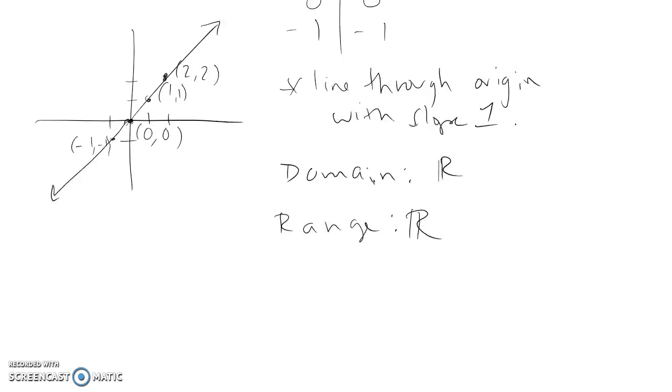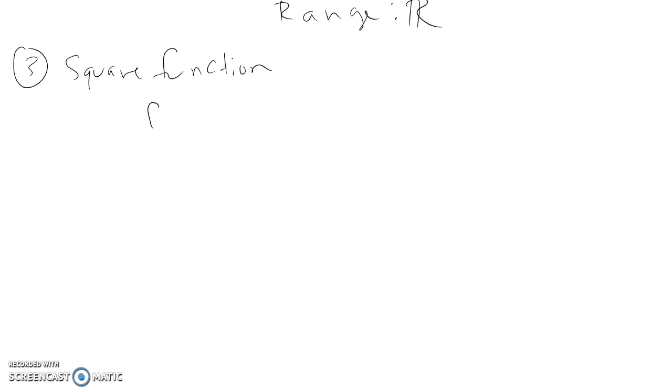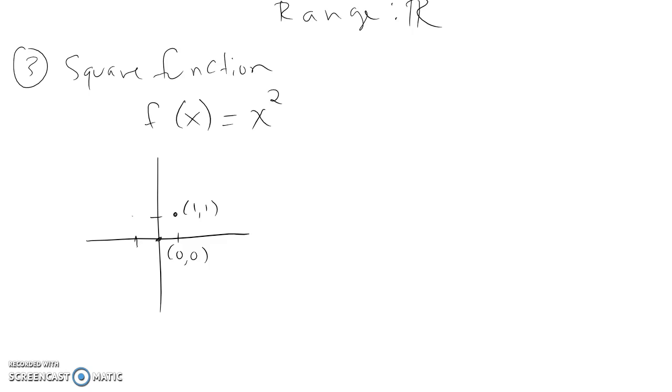The next function that you need to know all about is the square function. The square function's equation is f of x equals x squared. So this is a parabola. It has its vertex at the origin. You're probably familiar with it. It goes through the points (1, 1), (-1, 1), (2, 4), because if I square 2 I get 4, and I also get 4 if I square -2.